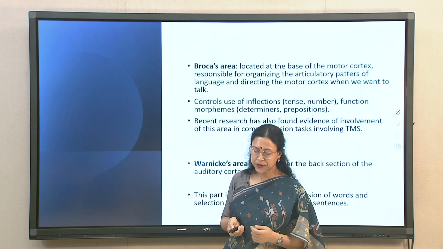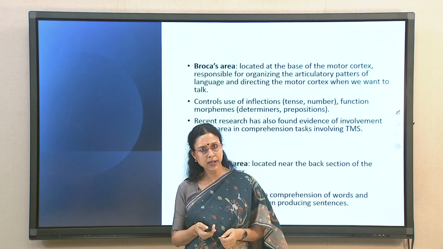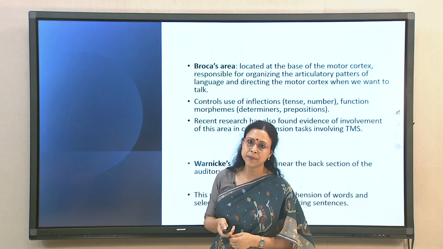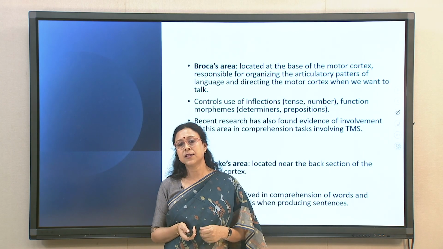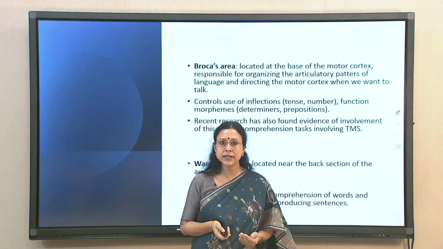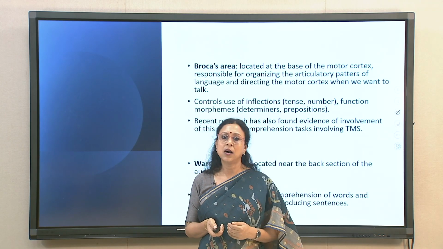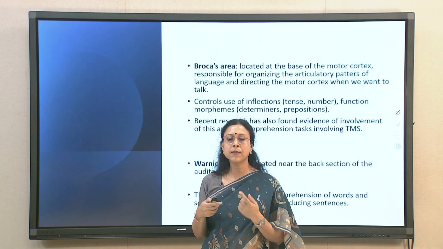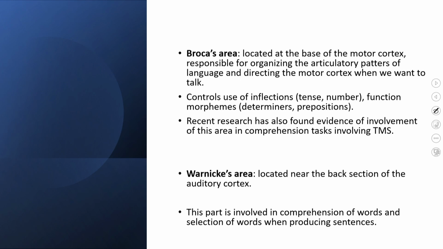With respect to Broca's area, many of you might be already familiar. Broca's area is located at the base of the motor cortex. It is responsible for organizing the articulatory patterns of language and directing the motor cortex when we want to talk. So, basically controlling the mechanism of articulation in language is what Broca's area does. It controls the use of inflections, tense and number, function morphemes like determiners, prepositions, and so on.